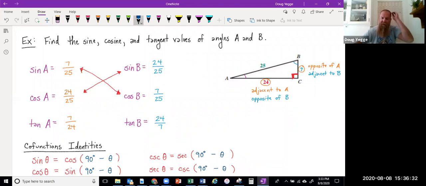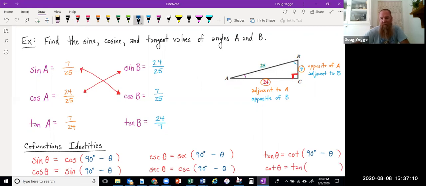So cofunctions are pretty simple to recognize because you just say the word and then throw a co in front of it. So sine, cosine, secant, cosecant, tangent, and obviously cotangent. So tangent of theta should be equal to cotangent of 90 minus theta, because they are complementary angles. And finally, cotangent of theta will also be equal to tangent of 90 minus theta.